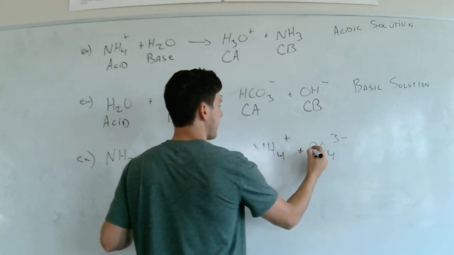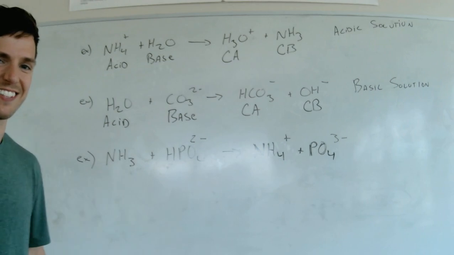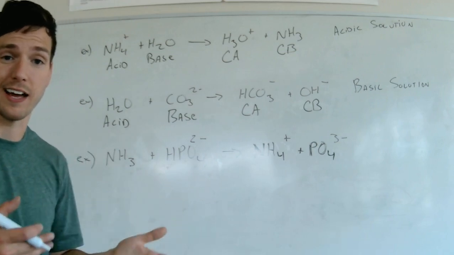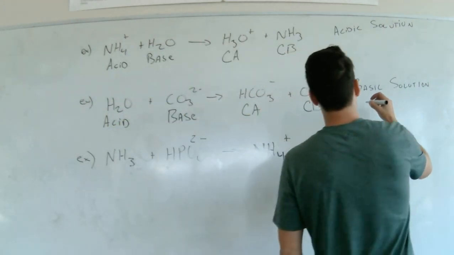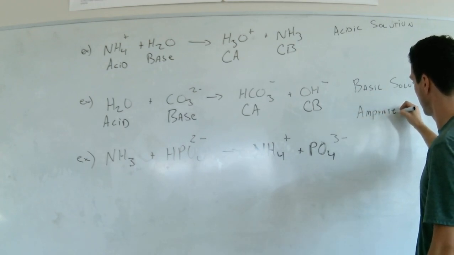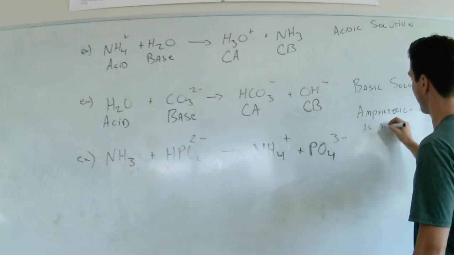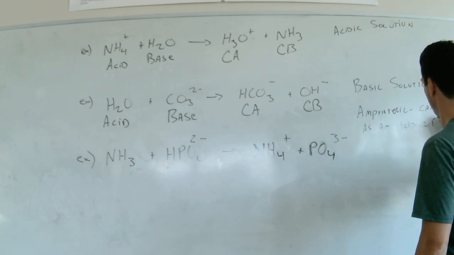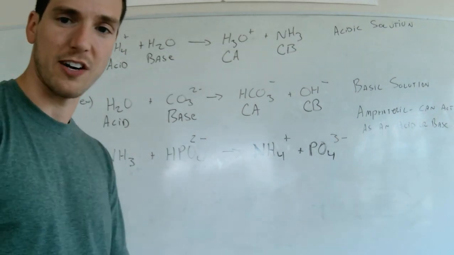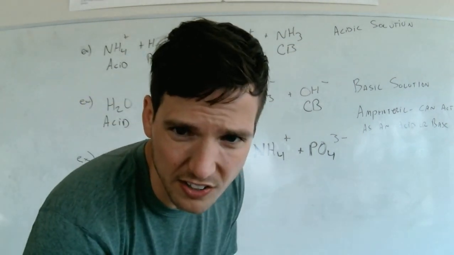One more thing before I move on to this third example. Look at water. Water acted as a base in problem 1 and an acid in problem 2. So water can act as an acid or a base. If it can act as an acid or a base, it's called amphoteric. Lots of compounds are like that. A lot of them can donate a proton or accept a proton. So amphoteric can act as an acid or base. I know that's a little hard to see.